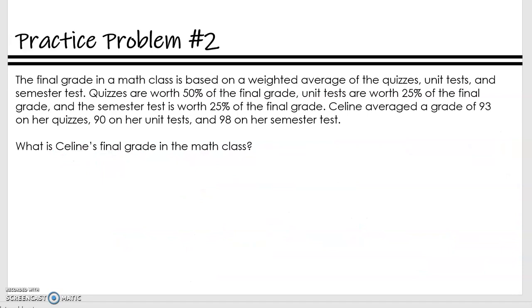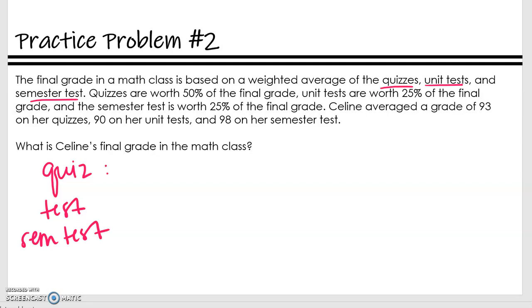Okay, here's practice problem 2. This one is similar to the country club problem because we do have percentages. So pause this video and see if you can figure it out. This says the final grade in a math class is based on a weighted average of the quizzes, unit tests, and semester tests. There's our categories. So we have quizzes, unit test, and semester test.